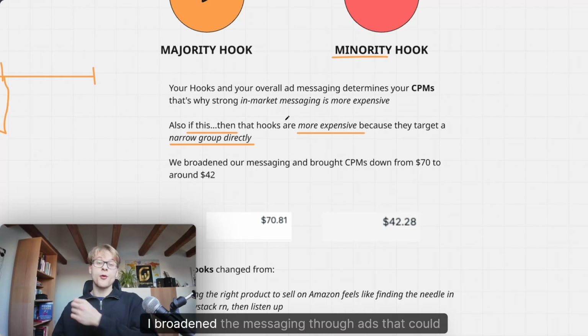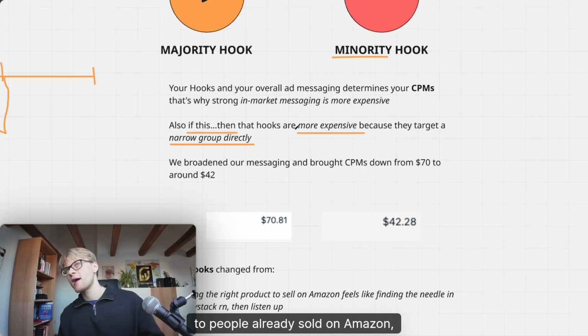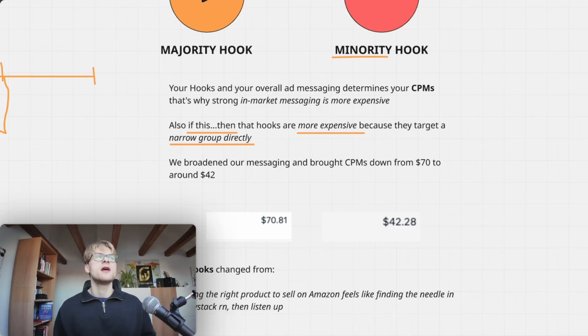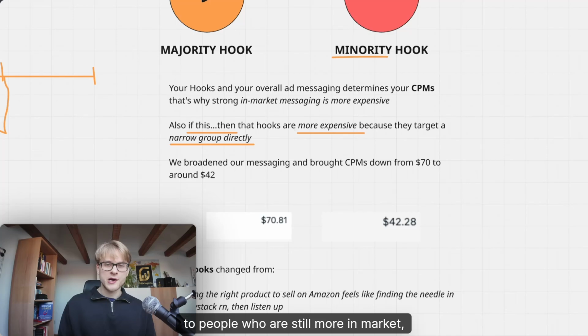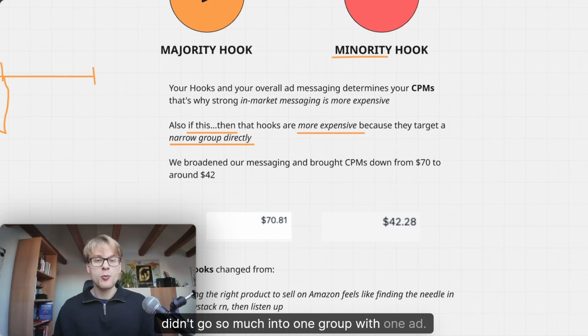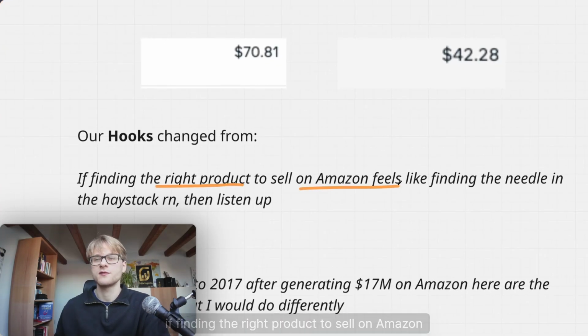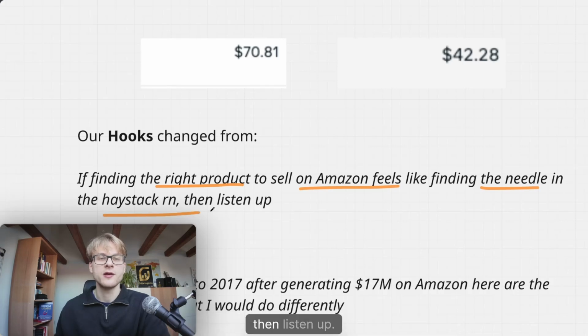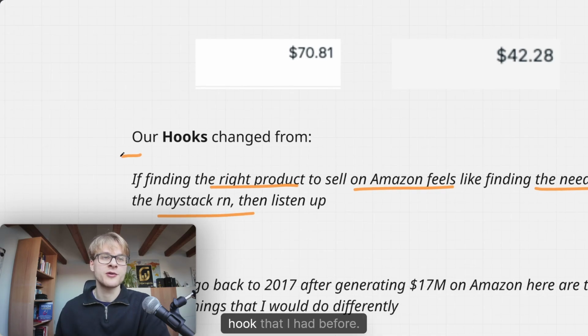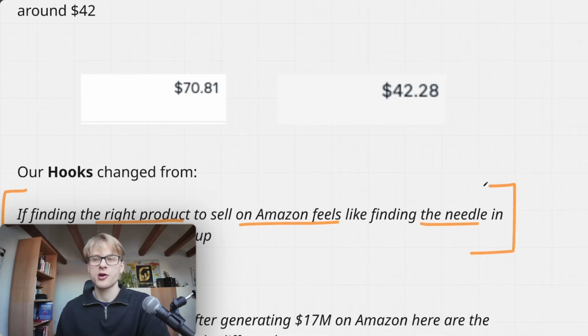So what I did, I broadened the messaging through ads that could speak to various people: to people already sold on Amazon, to people who haven't started yet, to people who are still more in market, who are still sold on the idea and who have a higher intent and are qualified. But I didn't go so much into one group with one ad, right? So for example, "if finding the right product to sell on Amazon feels like finding a needle in a haystack right now, then listen up." This was one minority hook that I had before. Obviously, this would only target people who are currently starting with product research on Amazon.